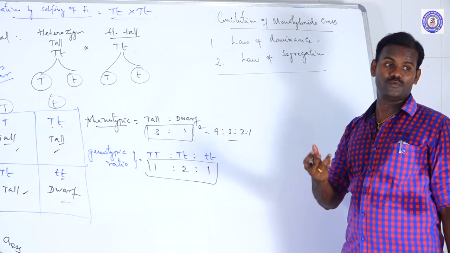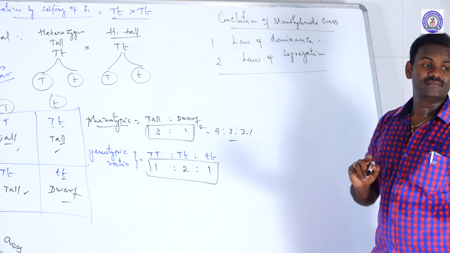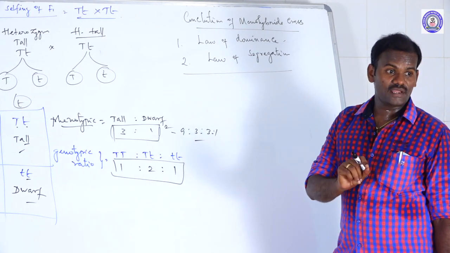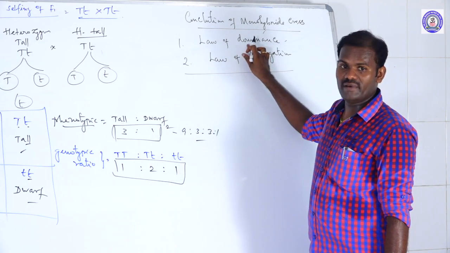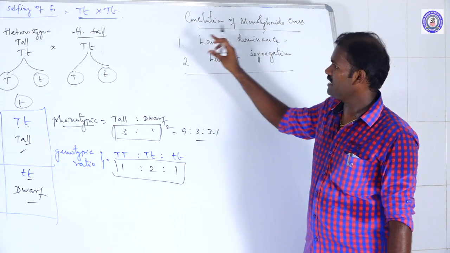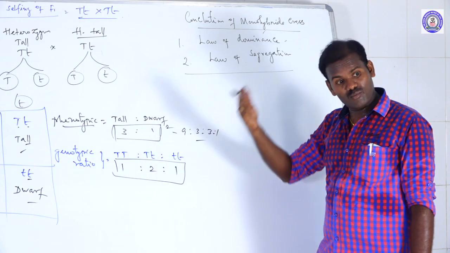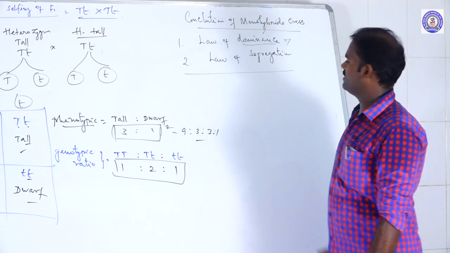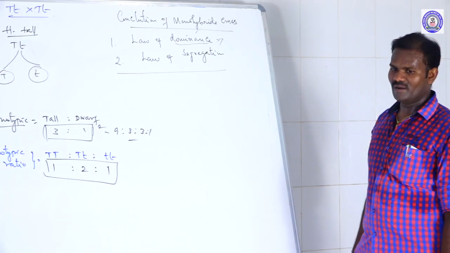The third law, the law of independent assortment, was proposed at the end of the dihybrid cross, to explain the dihybrid cross. Remember, the law of dominance explains only the monohybrid cross, but the law of segregation explains both the monohybrid cross and also dihybrid crosses. So let us explain what is called the law of dominance.